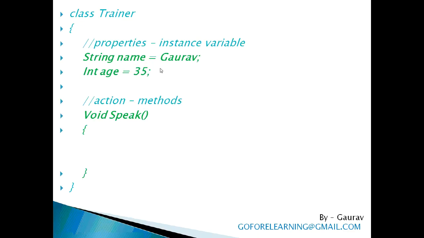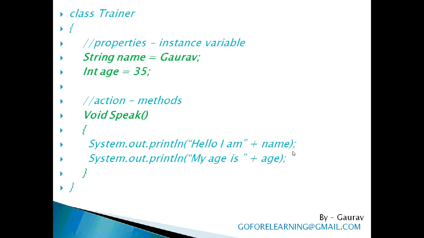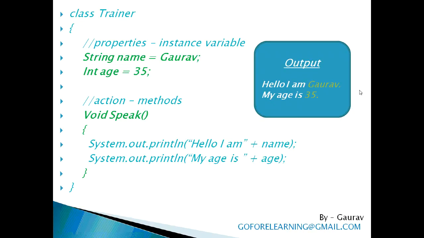Now, let us write a class. Observe that the keyword class is used to declare a class. After the class keyword, we should write the class name, that is Trainer. In the class, we can write instance variables and methods. Through this method, speak, the trainer is speaking with us and introducing himself to us in this way. So the output is: Hello, I am Gaurav, my age is 35.